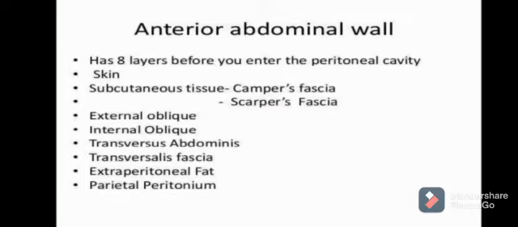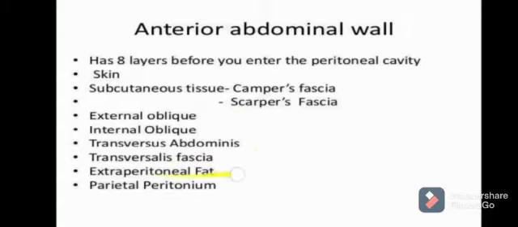Okay, so below the level of the umbilicus, the subcutaneous tissue has two layers, Camper's fascia and Scarpa's fascia. After you remove the subcutaneous tissue, you will see the external oblique muscle. Beneath this you will see the internal oblique muscle, then transversus abdominis muscle. Below this muscle we have a fascia which is called transversalis fascia. The purpose of this fascia is to separate these muscles from the extraperitoneal fat.